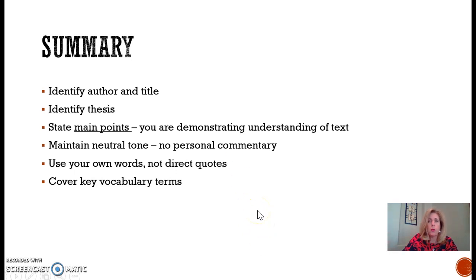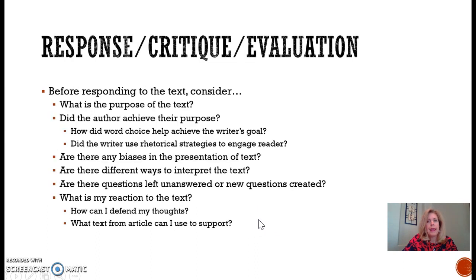You do want to use your own words. You do not want to quote the author. You just want to keep it concise and in your own words. And if there's any vocabulary or key terms, you want to cover those in your summary. Then you're going to do a response or a critique. And this is where you give your personal opinion.